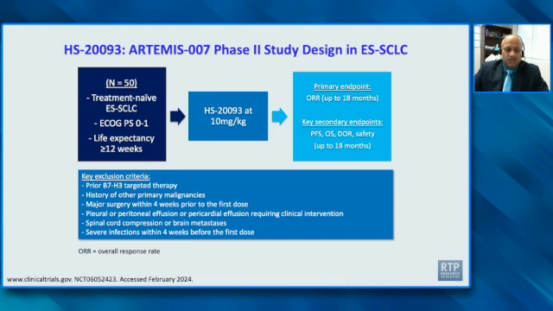And this is an ongoing phase 2 trial with this particular B7-H3 ADC, HS20093. This is in the treatment-naive population, so extensive-stage small cell lung cancer, where the primary endpoint is going to be objective response rate up to 18 months. And then the key secondary endpoints will be PFS, overall survival, duration of response, and safety, of course. But this is up front now, so the field is certainly moving quickly.